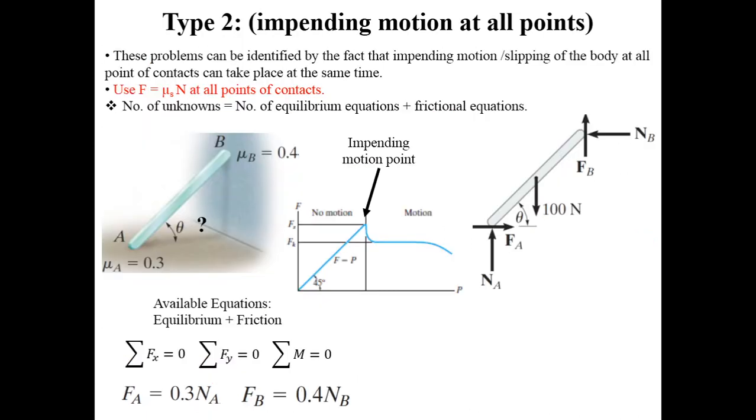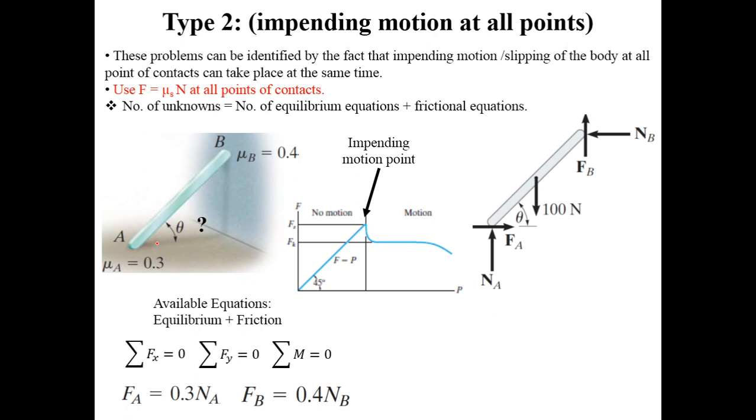Let's move on to type 2 problem now. So type 2 problems are impending motion at all points. Type 2 problems are the impending motion at all points. Means, for example, in this problem, there are 2 points of contact, A and B. So you can assume slipping at both these points simultaneously.